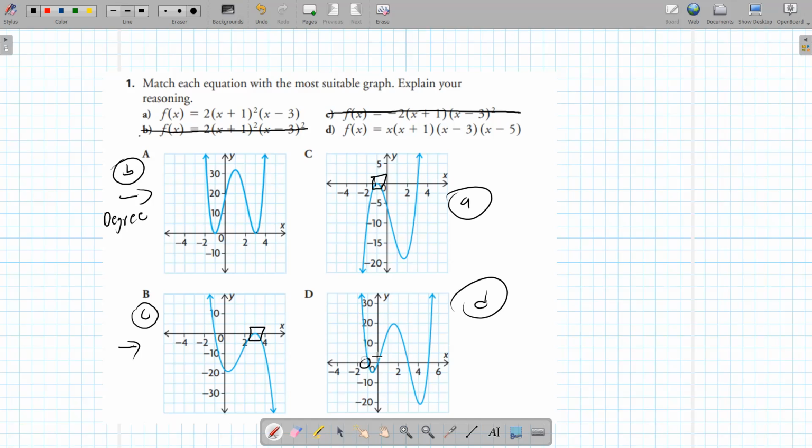And that also makes sense because all the zeros here have single roots, right? They're just crossing. They're not turning. There's no turning point there.